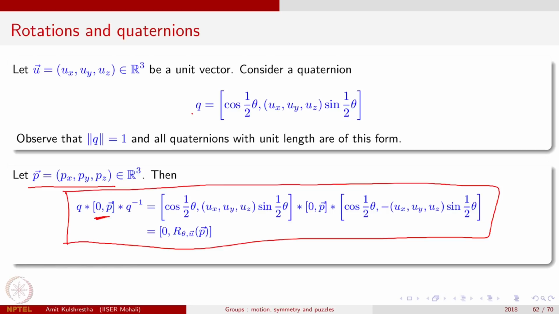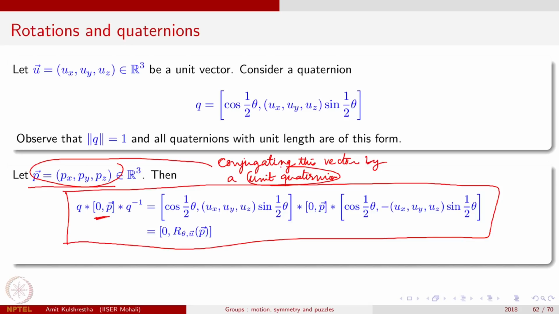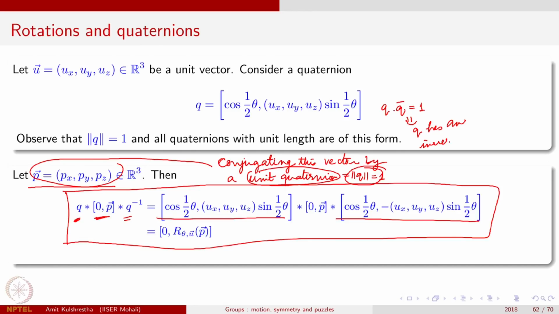So I am conjugating this vector by a unit quaternion. Unit quaternion meaning the norm of the quaternion is 1. That's the meaning of unit quaternion. So here is a unit quaternion, and what's the meaning of conjugation? Conjugation meaning I am multiplying with Q on the left and with Q inverse on the right. Since the norm of Q is 1, it's easy to check that Q is invertible. Q has an inverse, so Q inverse does make sense.